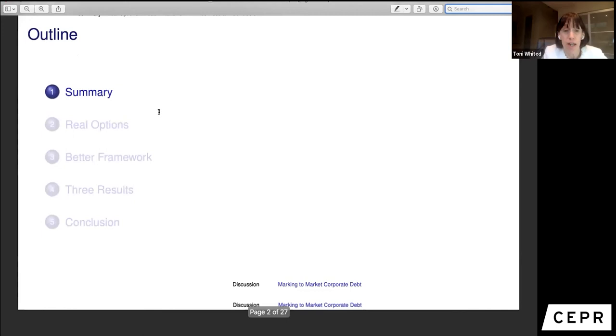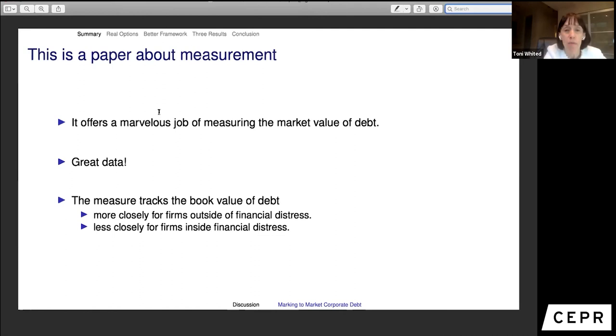Let me get started. So this is a paper about measurement. And I actually think it does a marvelous job of measuring the market value of debt. This is something I've been interested in since I wrote my dissertation, back when there wasn't great data and we came up with these elaborate algorithms to change the book value of debt into the market value of debt. But this is much better. They just have great data. And so their measure tracks the book value of debt more closely for firms outside of financial distress and less closely for firms inside of financial distress, which makes a ton of sense and which is what you'd hope would happen.